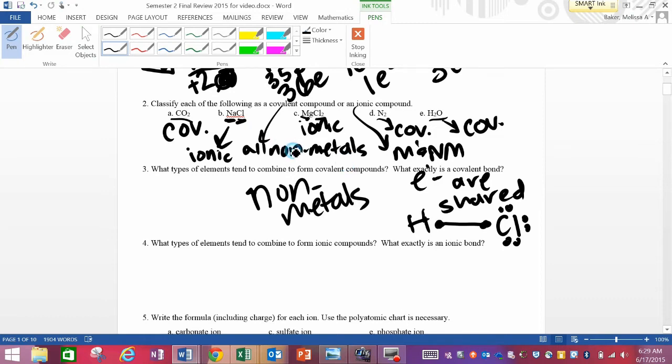Hydrogen would really like to have 2 electrons to be like helium. So it shares chlorine's valence electron, so it kind of feels like it has 2. On the other hand, chlorine would like to have a noble gas configuration like argon, so it feels like it does when it shares an electron with hydrogen.